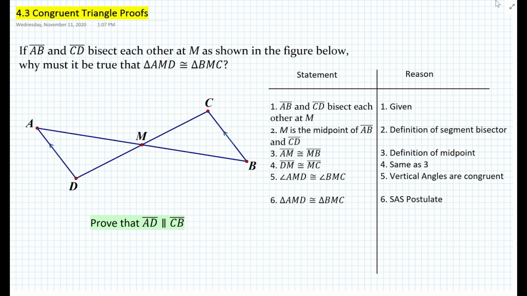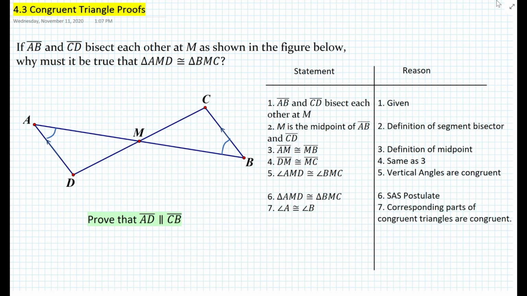Well, we know that the triangles are congruent. Therefore, by corresponding parts, any corresponding angle and any corresponding side must be congruent as well. For example, we know that angle A and angle B are congruent. So let's write that in our proof. Now that we know that angle A and B are congruent because corresponding parts of congruent triangles are congruent, what else do we notice here?